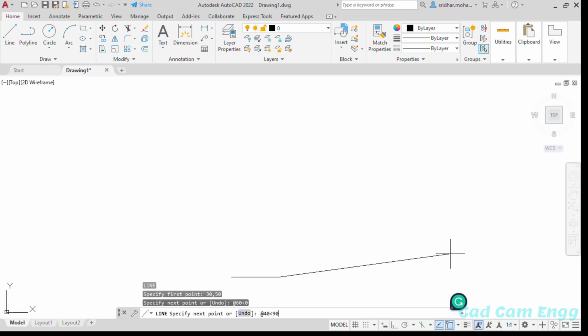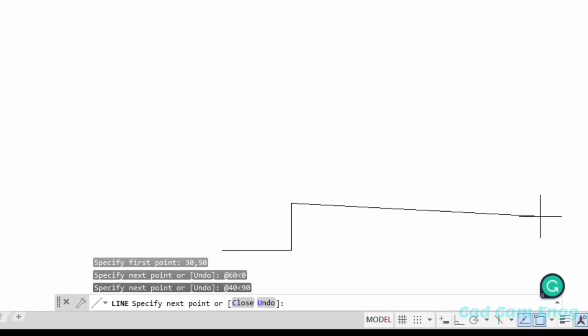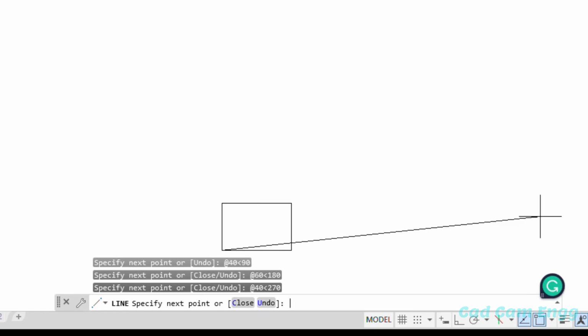Another point, @, again the distance is 60, less than symbol, the angle is 180. Here we have two options: you can press C and enter, otherwise you give the values. So now I give the value @40 less than 270 and enter. AutoCAD is still asking me for the next point. I want to close it, so I just press enter again. Now the process is finished.